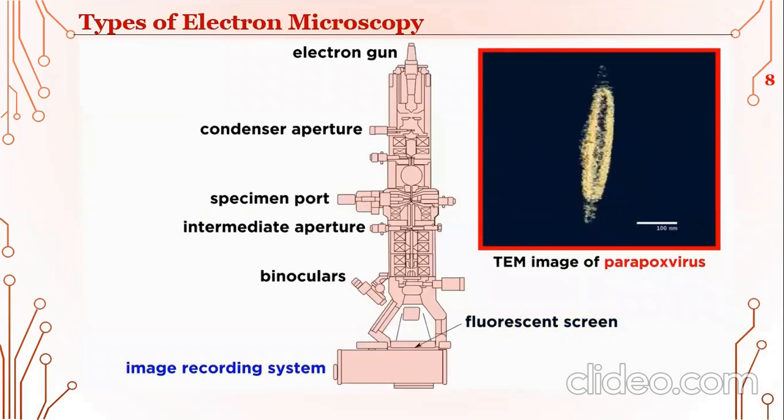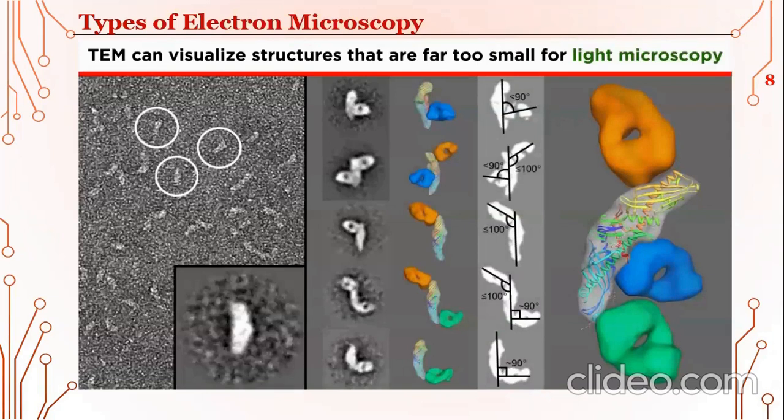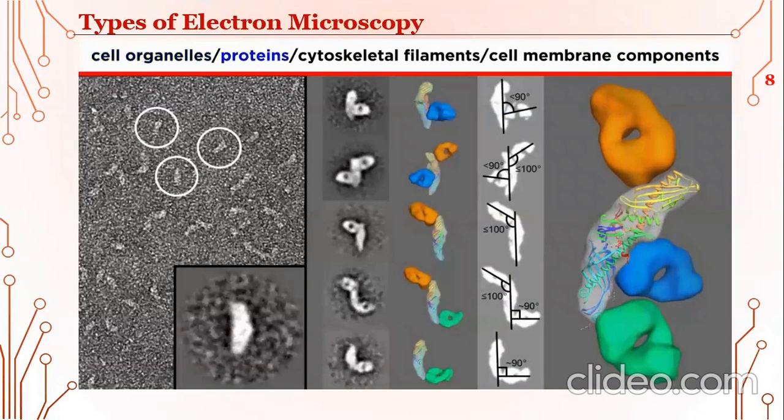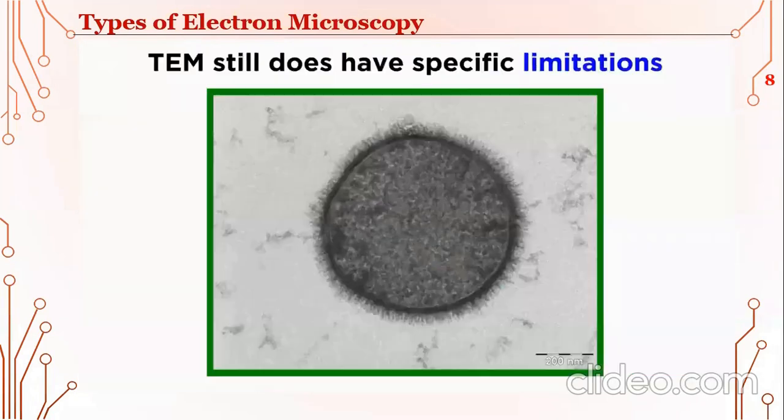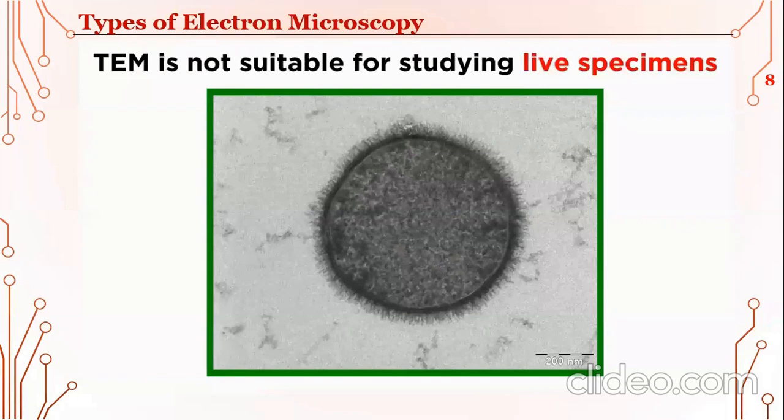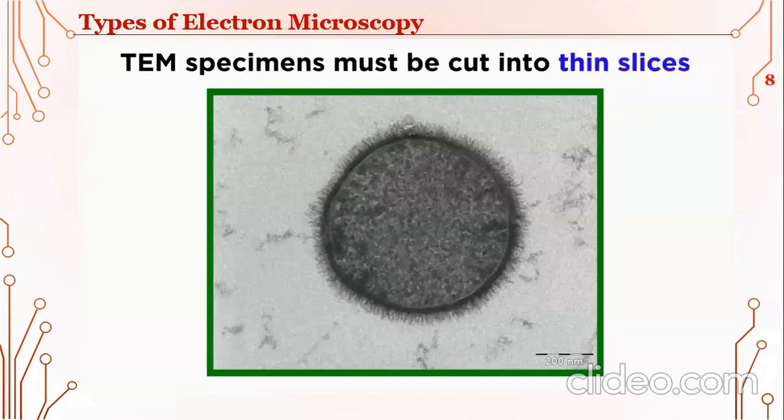computer screen. Transmission electron microscopes are used to visualize structures that are too small to study with light microscopes, such as the cell organelles, proteins, cytoskeletal filaments, and the components of cell membranes. But even with the unmatched resolution and magnification abilities of TEM, it still does have its limitations. Some of these include the fact that you cannot study living specimens or image 3D structures, because the specimens must be dehydrated and cut into ultra-thin slices before imaging.